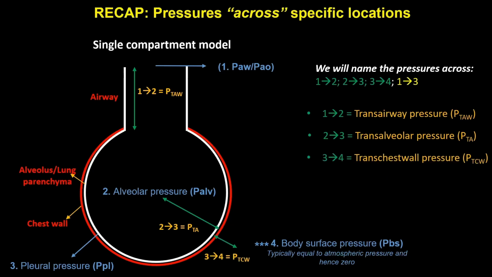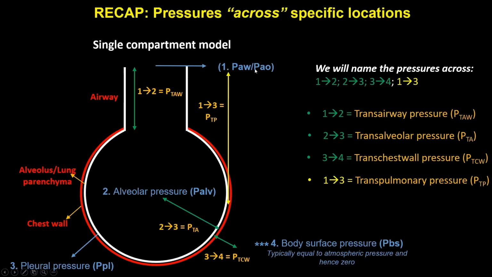Then we talked about trans-chest wall pressure briefly, which is the pressure across the chest wall, the distending pressure of the chest wall, which we will not talk about today. And then finally, we talked about transpulmonary pressure, which is the pressure difference between the airway pressure and the pleural pressure. And this is clinically relevant because, like I mentioned, transalveolar pressure is where the money is. This is what we want to know, but it's impossible to put a catheter in an alveolus.